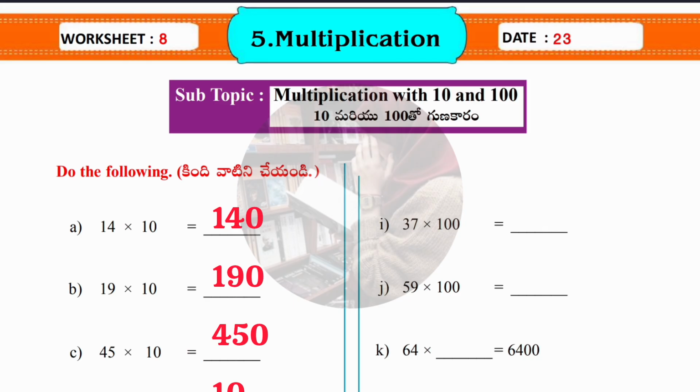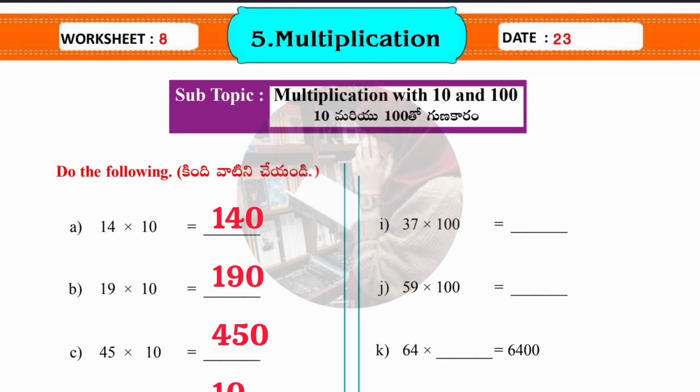So here keep aside the 0. 19 ones is 19, 1 zero is there, so write down 1 zero. So 190 is your answer. Next, third one, 45 multiplied by 10. Keep aside the 0. 45 ones is 45, 1 zero is there, write down 1. So answer is 450. Got it, guys?